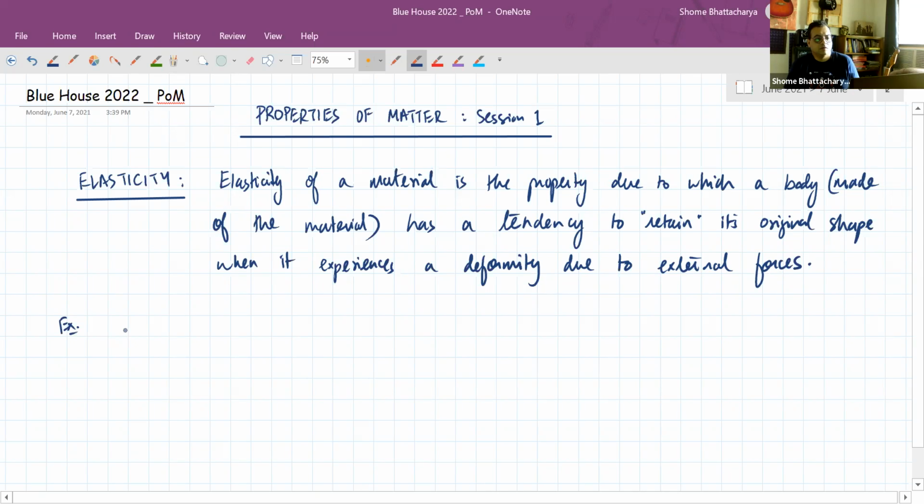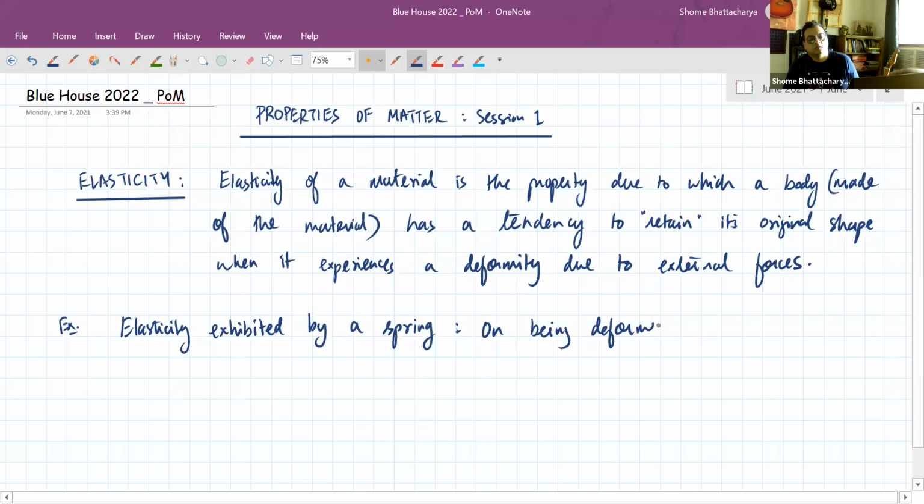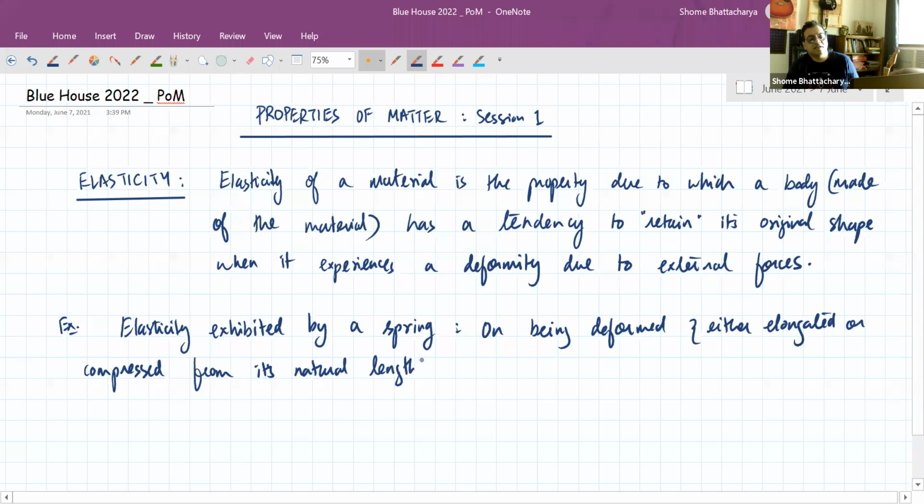So for example, the elasticity exhibited by a spring on being deformed, that is either elongated or compressed from its natural shape. In this case the natural shape is the natural length.